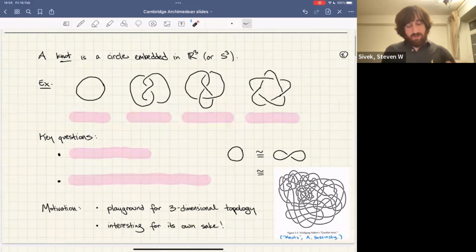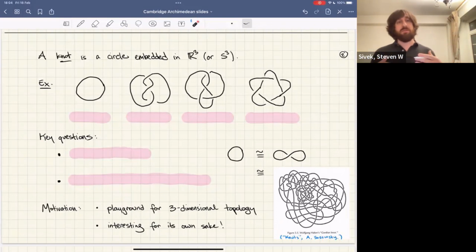And if we want to give a precise definition, we'd say a knot is an embedding of a circle in, say, R3, or if you like, in the three sphere, you just take the 1-point compactification of that. And so many of them, at least the simplest ones, have names.